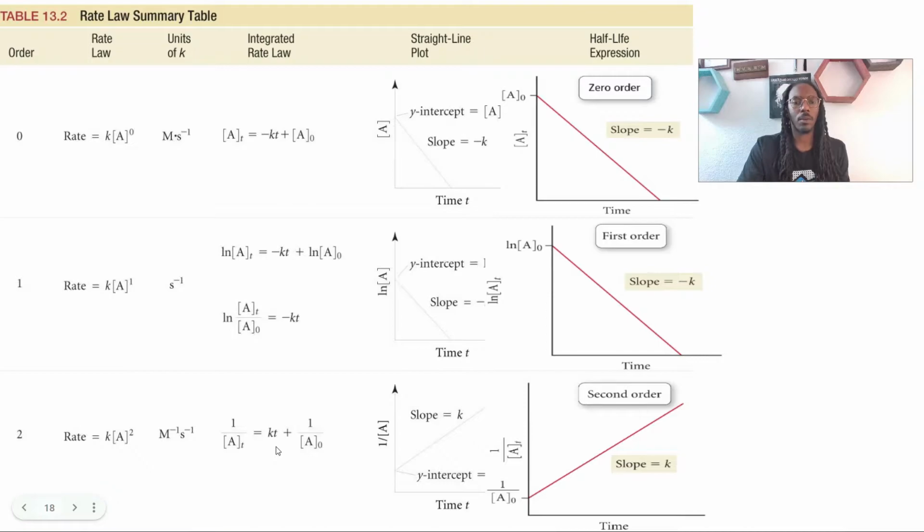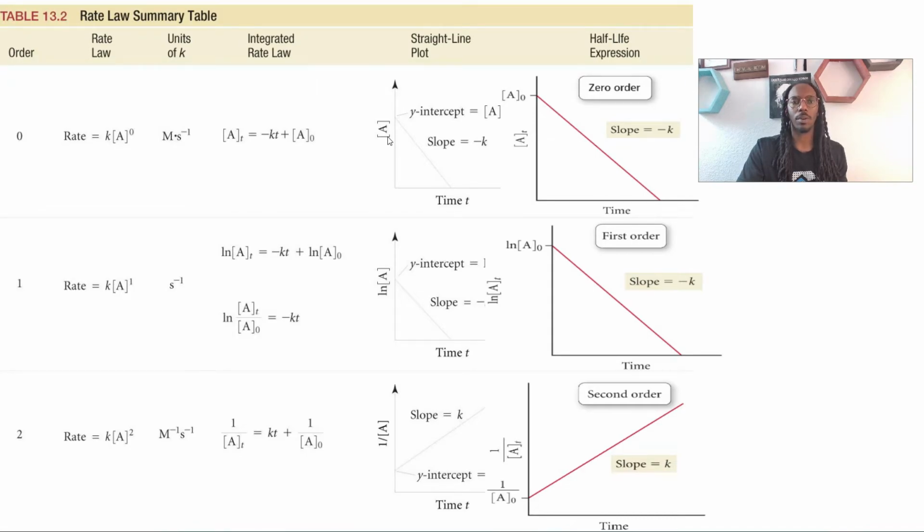And then we have second order, which in this case, we got 1 over concentration equals kt plus 1 over our initial concentration here. So each order has a different integrated rate law. And because of this, when it comes to plotting that data, our plots are always going to look different. All right, so when I say different, you can have similar slopes like we see here, but look at what's on your y-axis. That's going to be the key difference, right?